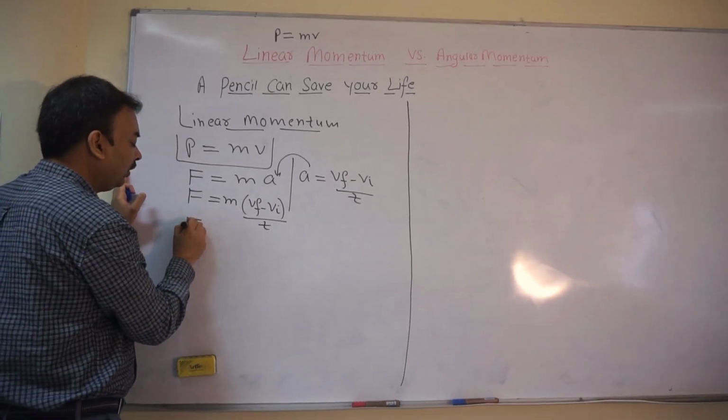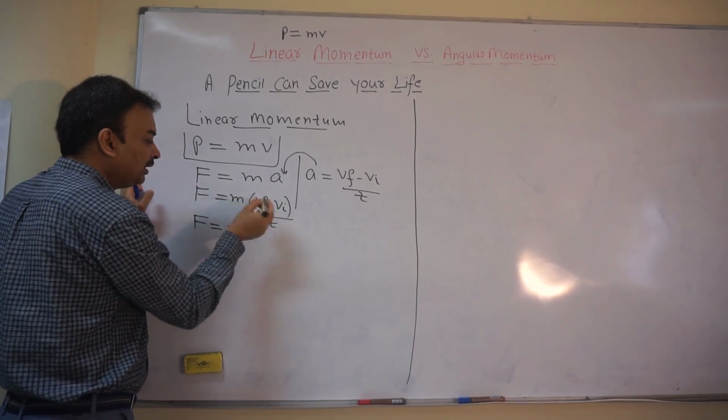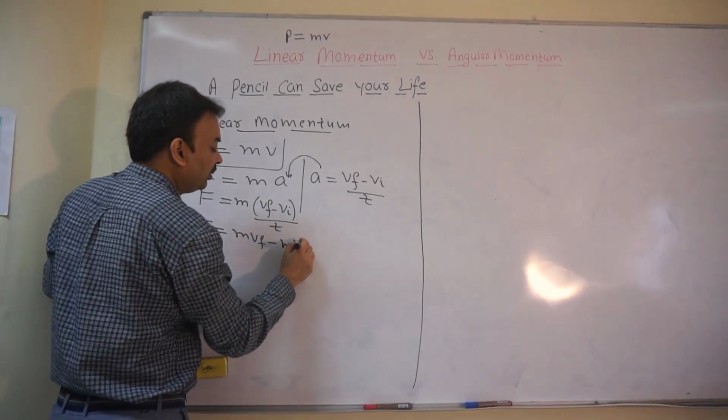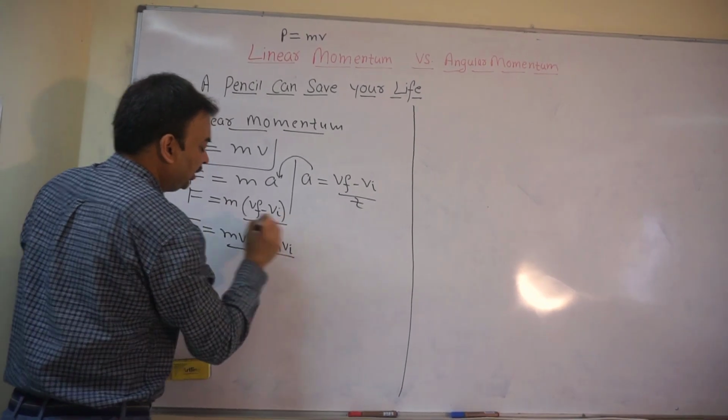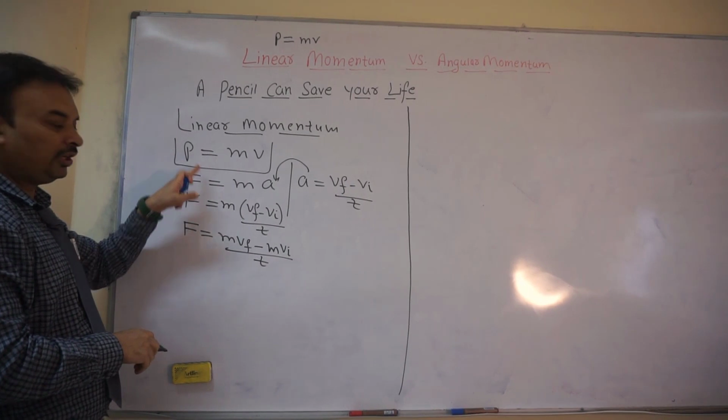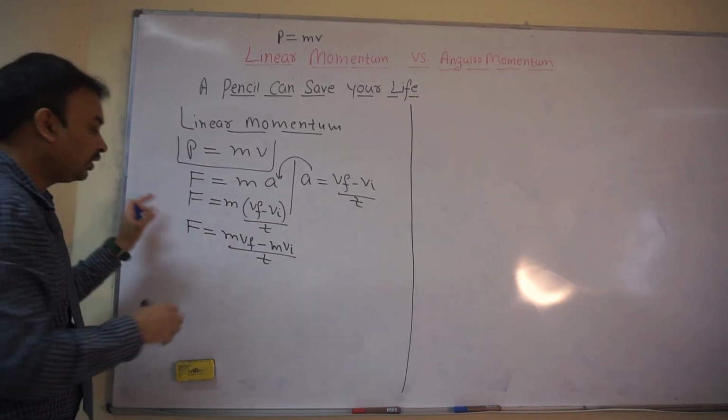So if I multiply the mass with the inside quantity, this will become like this, divided by time. And we know that mass into velocity becomes momentum, right? Because this is the final velocity, so this becomes the final momentum.